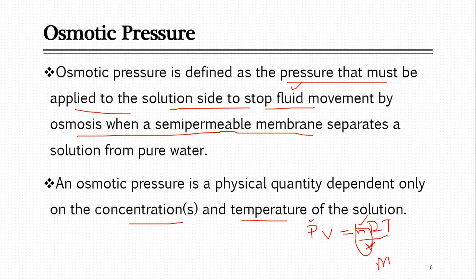V is the volume of solution, n is the number of moles, so it is MRT, with capital M used for molarity, the number of moles of solute per unit volume of the solution. This P is also written as pi, just to differentiate it from other pressures, because in the membrane system we have other pressures too. So pi is equal to MRT. From here you can see that this depends on concentration, since molarity involves the unit of concentration, and it depends on temperature. So from here you can calculate osmotic pressure.